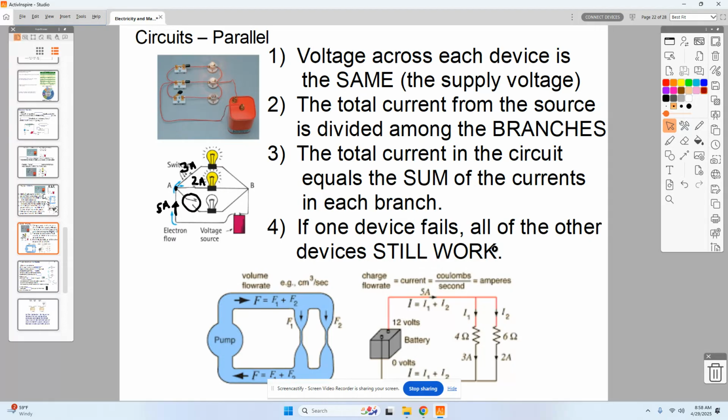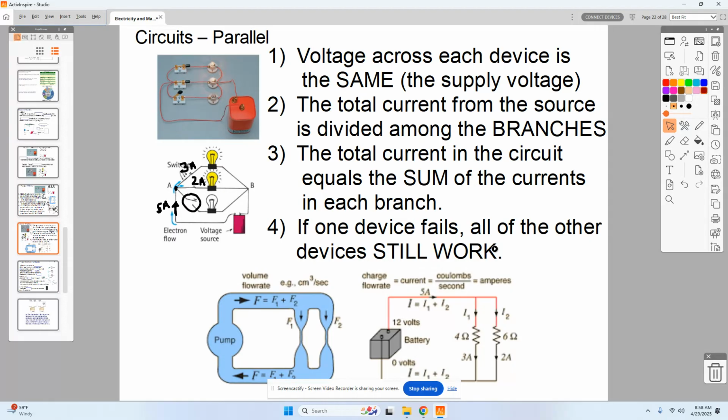You can't see this because I have the camera off of the people, but I'm going to ask people to raise their hand. You have experienced a parallel circuit before somewhere. Raise your hand. You've seen it. There's one. Well, we have at least one. All right, Kylie, go. Where have you seen one?